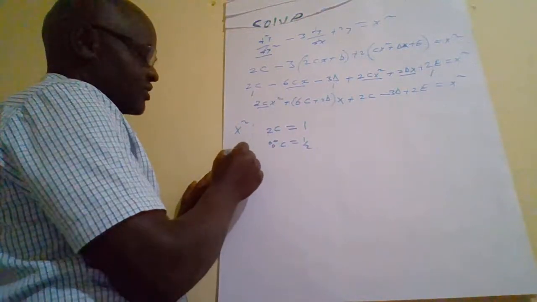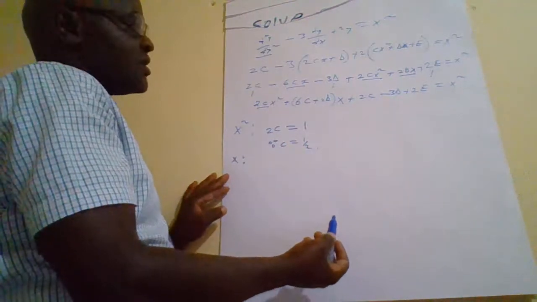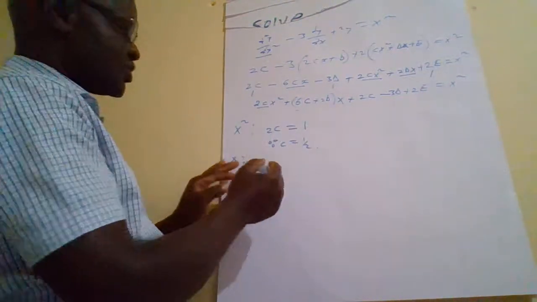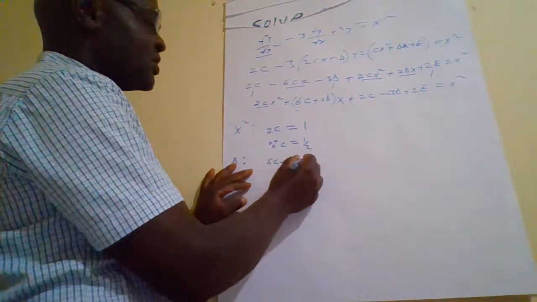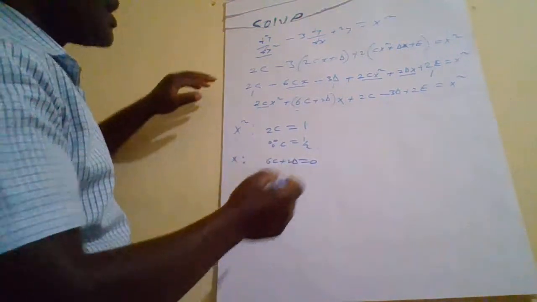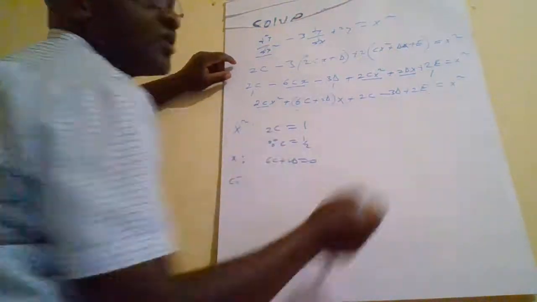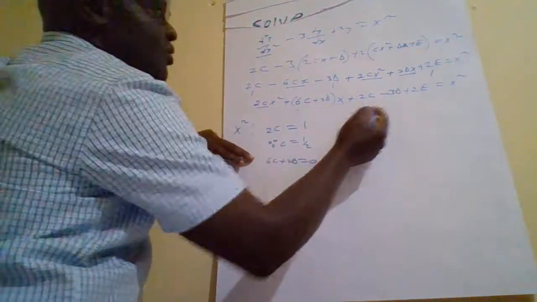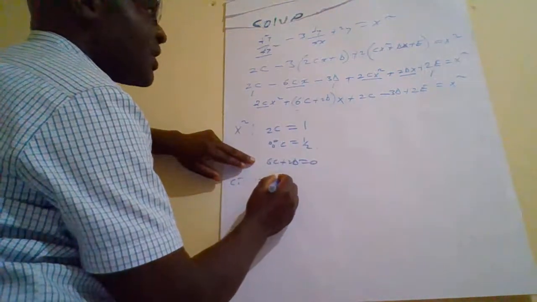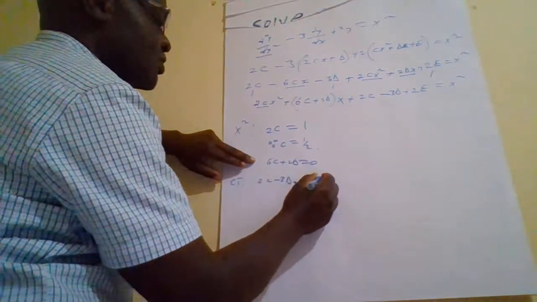Then we go to the coefficients of x. Now, on this side, we don't have x, so we shall equate this expression to 0. So we shall have 6c plus 2d equals 0. And then the constant terms, again on this side we don't have constant terms. The constant term is 0. So the equation will be 2c minus 3d plus 2e equals 0.